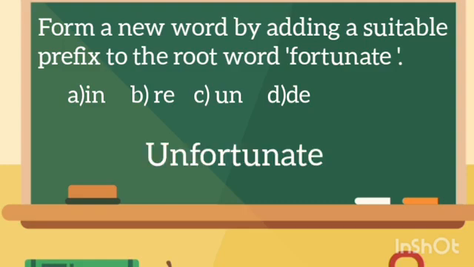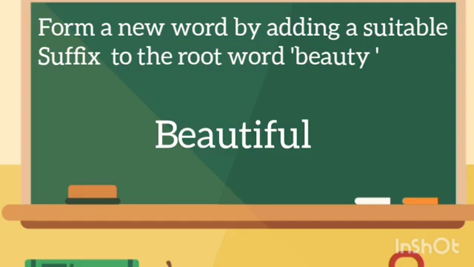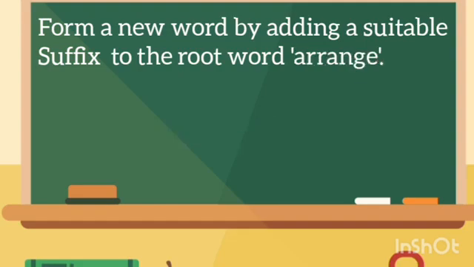Okay, let me tell you about suffix. Form a new word by adding a suitable suffix to the root word beauty. Four options will be given. What is the answer for beauty? Beautiful. Form a new word by adding a suitable suffix to the root word arrange. Option A, ly, B, ble, C, ment, and D, full. What is the answer for arrange?